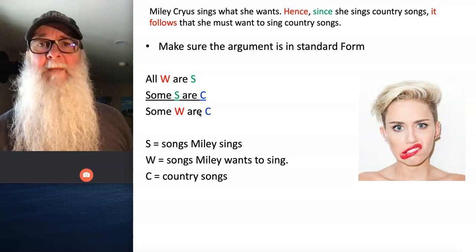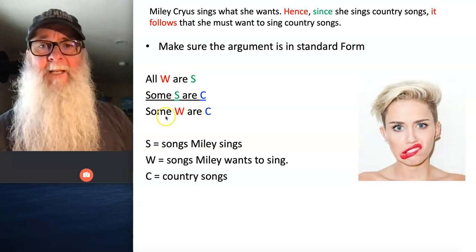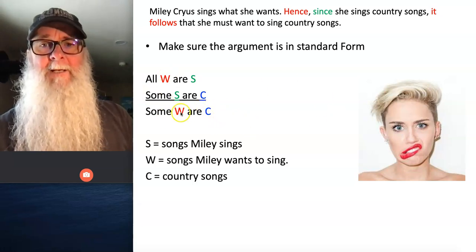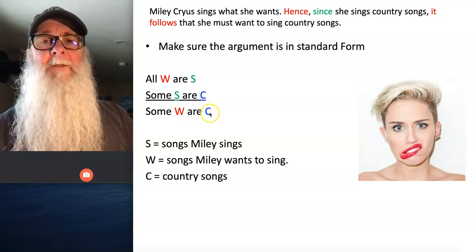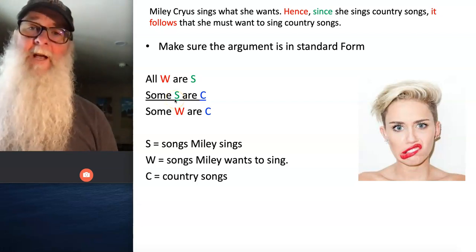Now there's 2 ways to make this argument standard form. One would be to convert the conclusion, an I statement, from some W or C to some C or W, and that would make W the major term, and then our premises would be in the right order.